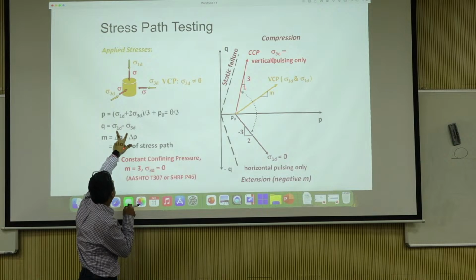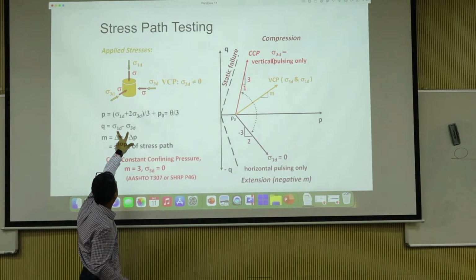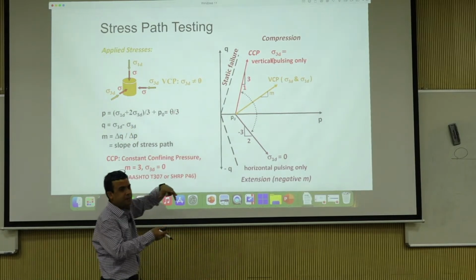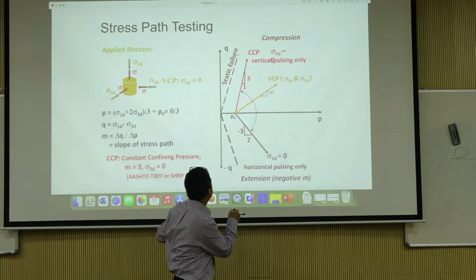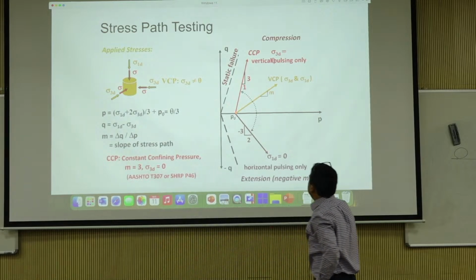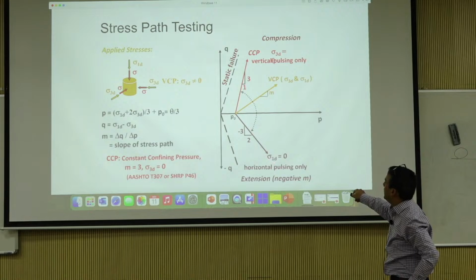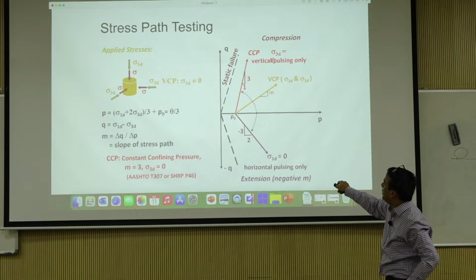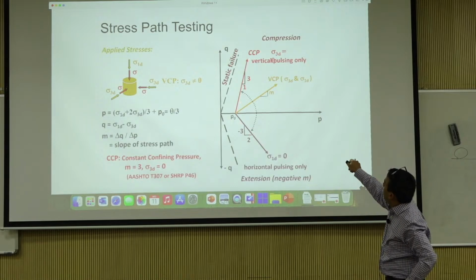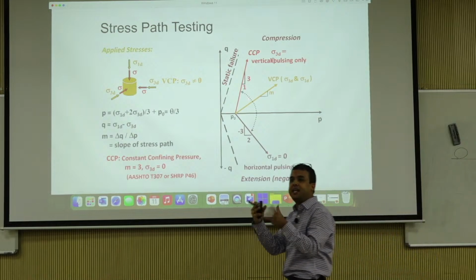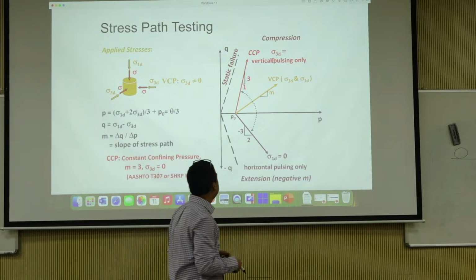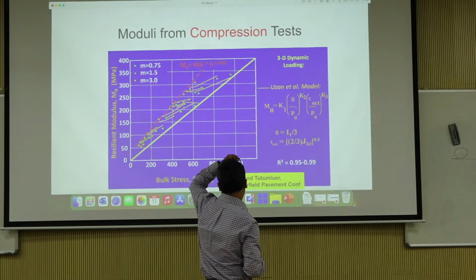So Q is nothing but deviator stress essentially, and P is bulk stress divided by 3, the average or mean stress, as they call it. If you want, you can test the materials in horizontal pulsing only, which points down at a slope of 3:2. If you do vertical pulsing only, it points up at a slope of 3:1. So now you are really playing with the stress path the material is subjected to. This is stress path dependency.